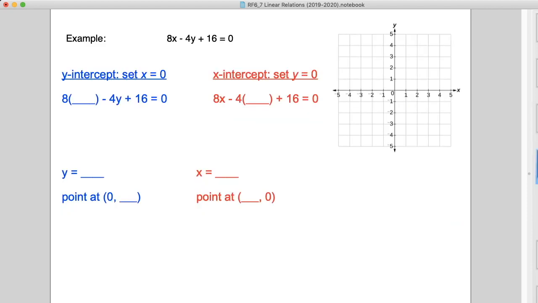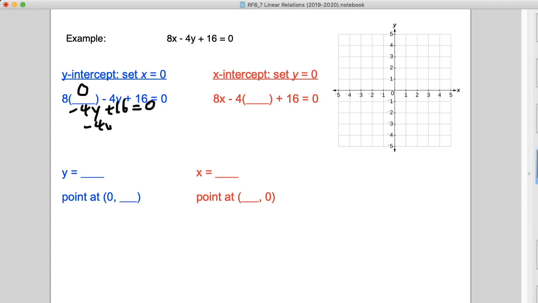So we have 8x minus 4y plus 16 is equal to 0. When we set x equal to 0, it means we're going to replace this x here with the 0. So we'd have 8 times 0 minus 4y plus 16 is equal to 0. So 8 times 0 we know is 0. So we'll have negative 4y plus 16 is equal to 0. So we're going to solve for y.